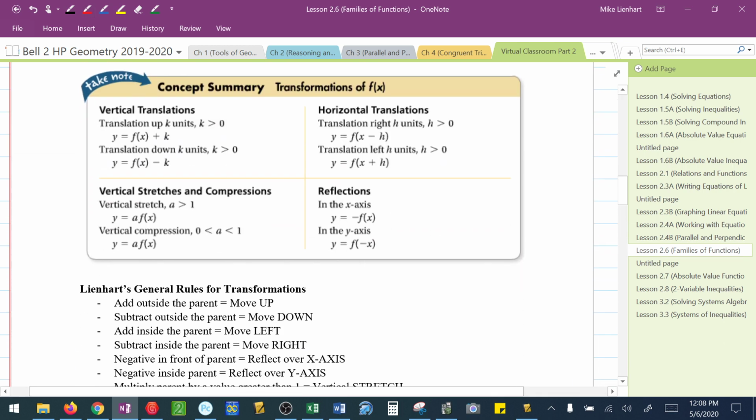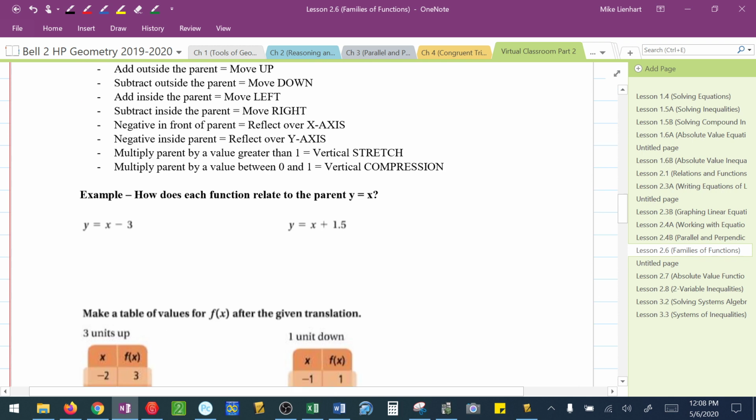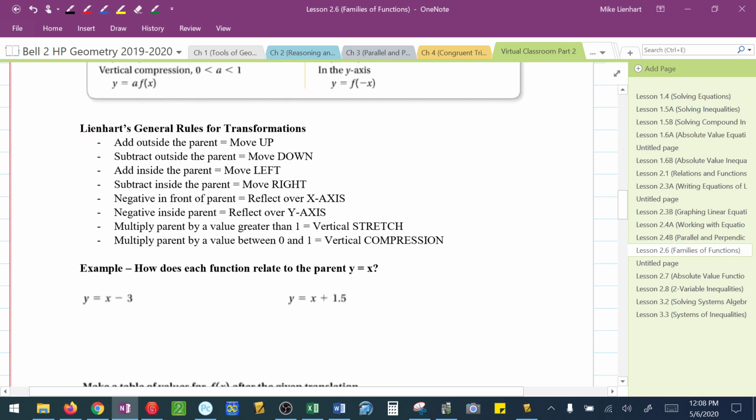Here's a little summary that you would get in a book of transformations. Vertical translations, remember that's up and down. Horizontal, left or right. Vertical stretch and compress. And reflecting over x, reflecting over y. The next thing that I did right here, and you might want to freeze this and jot this down, is these are my rules. These are the rules that I have followed forever and I really have a good understanding of transformations of functions.